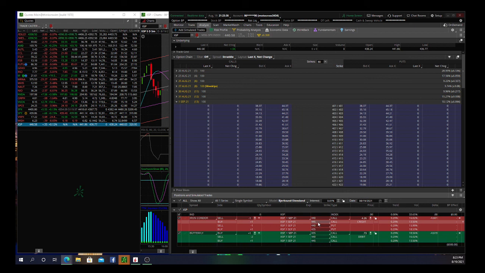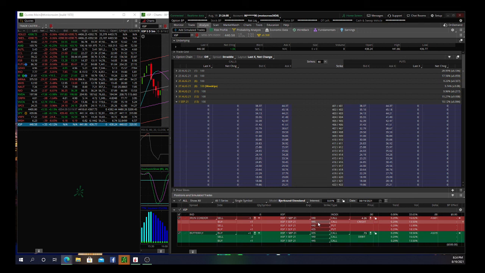Let's say it closes at 448. No, I don't want to say 448. Let's say it closes at 443. If on September 1st it closes at 443, you can just let it go into expiration, okay? Because they will cash settle this. The sold 440 calls will be worth $3. The bought 445 call will be worthless. The sold 440 puts will be worthless. The bought 435 put will be worthless.